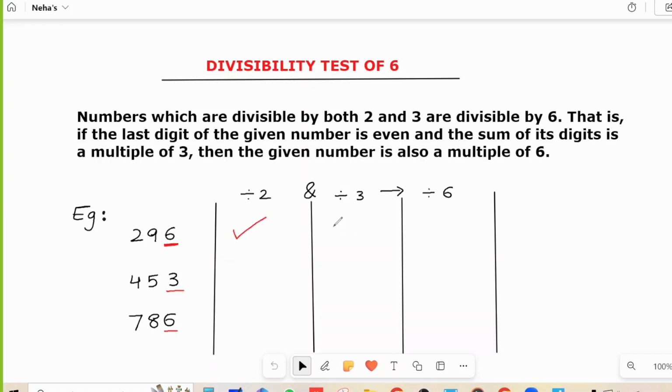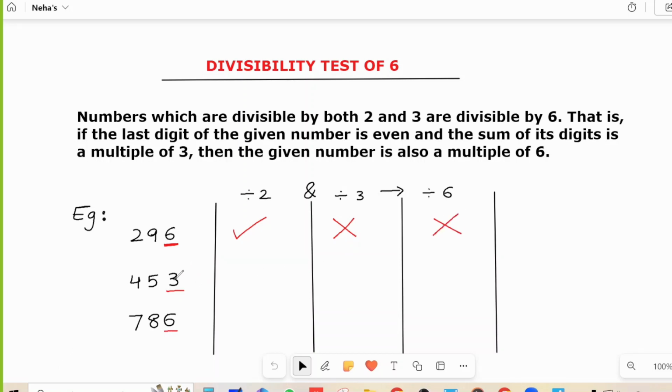Now, to verify whether this number is divisible by 3 or not, we need to add the digits in the number, that is 2 plus 9 plus 6. 2 plus 9 plus 6 will give us 17, and 17 is not divisible by 3. So here you can see the number 296 is not divisible both by 2 and 3. That means it is not divisible by the number 6.